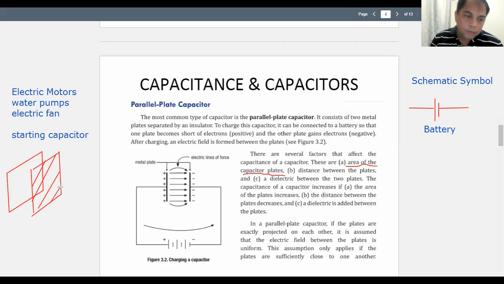And another factor. So again, first there is the area of the plates. Next is the distance. So how wide is this opening? So how spread or how distant are the two plates from each other. So you may call that the distance of separation.